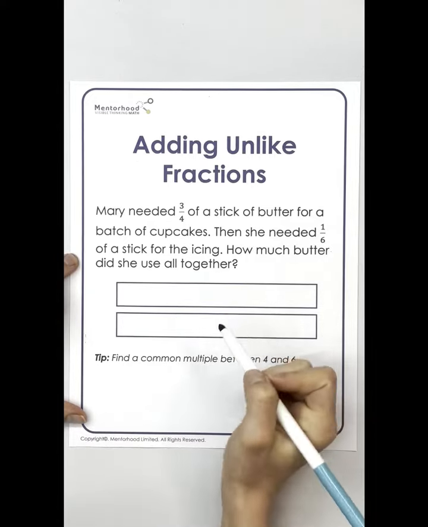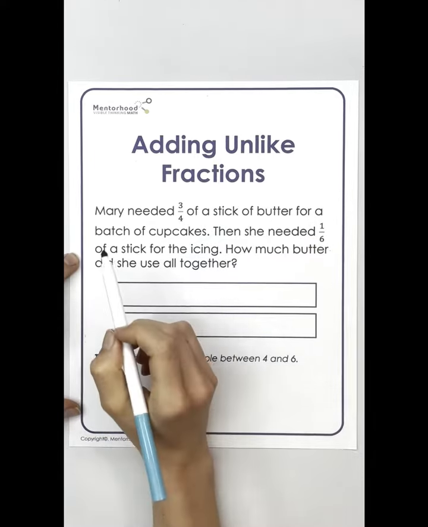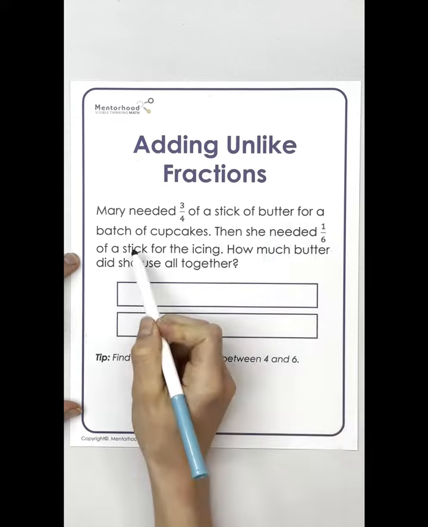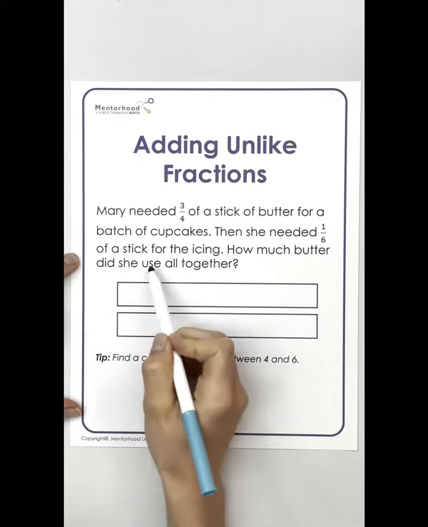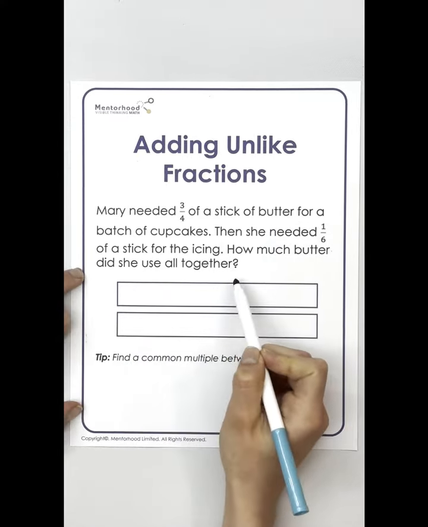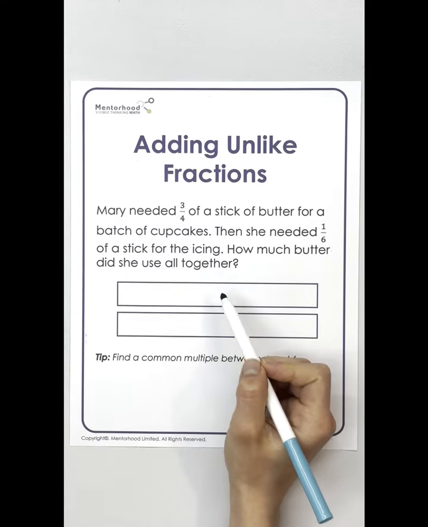Okay, adding unlike fractions. So these are fractions with different denominators. Mary needed 3/4 of a stick of butter for a batch of cupcakes. Then she needed 1/6 of a stick for the icing. How much butter did she use altogether? Did she use the whole thing, or does she still have some left over?